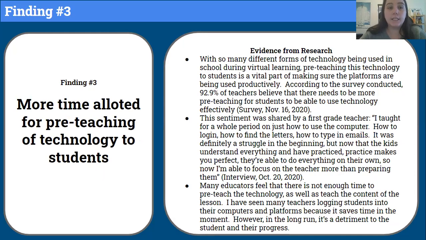Okay, my third finding is that there should be more allotted time for pre-teaching technology to students. So I can speak personally in my school. Since we went into quarantine and started some form of virtual learning, our district has bought several different platforms for students. I can't even name them all, even if I wanted to. There are probably about 12 different platforms that they bought for teachers to use. And with that in mind, the teachers having the time to pre-teach this technology and how to use it effectively is extremely important so that students can get the most out of it.